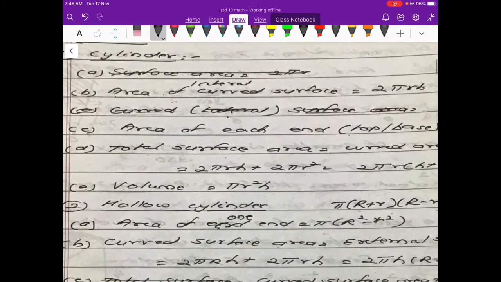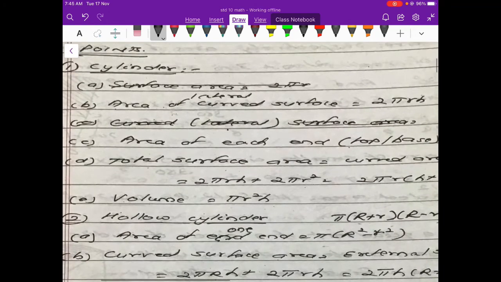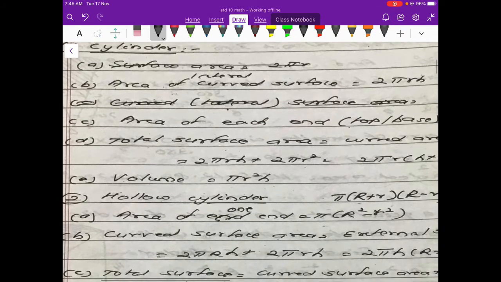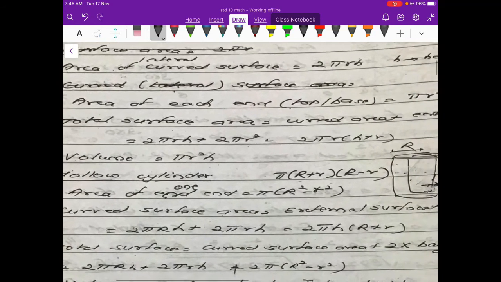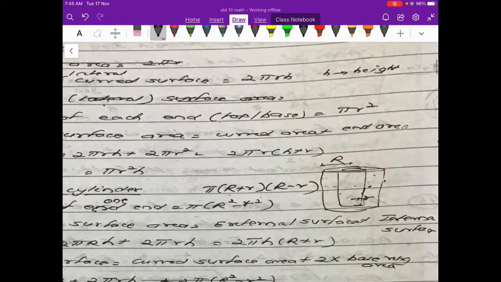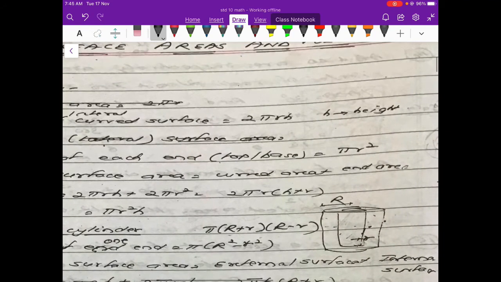So the first one, we will take a cylinder. So basic things we know. The lateral surface area is given as 2πrh. Then the area of each top and end is given as πr². Now this is a very simple diagram, a simple cylinder like this.